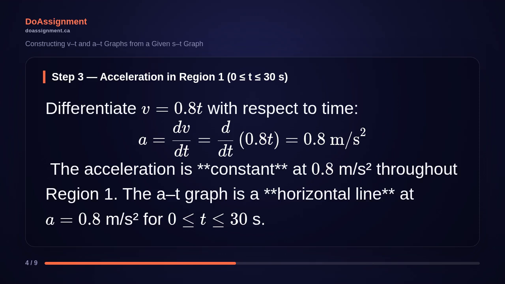Differentiating velocity 0.8 t gives a constant acceleration of 0.8 meters per second squared. So, for the first 30 seconds, the acceleration-time graph is a flat horizontal line at 0.8 meters per second squared.